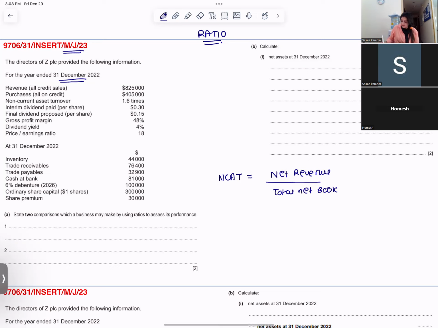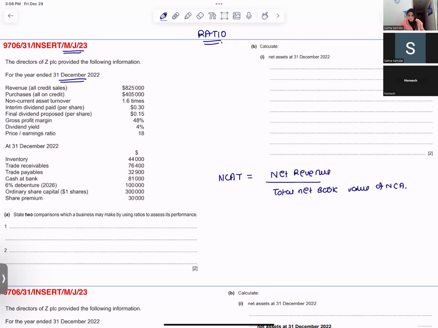Can you write it along with me? Of non-current assets. So what is a non-current asset turnover ratio? Miss, it's net revenue by net book value of non-current assets. 1.6 times. Are you with me? Yeah, miss, I'm right here. Okay. 1.6 times the non-current asset. What is net revenue? 825,000.